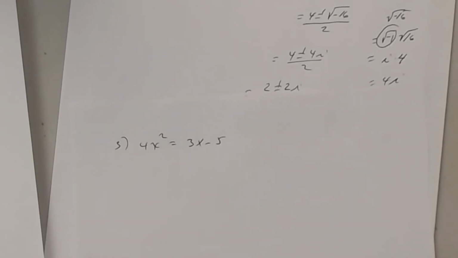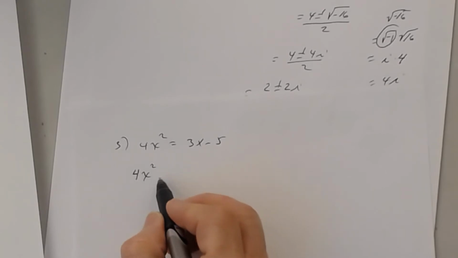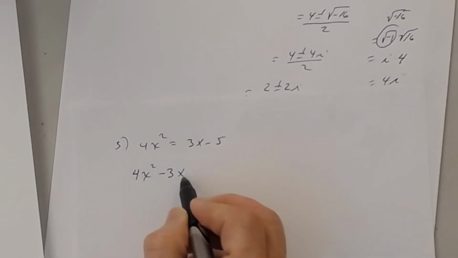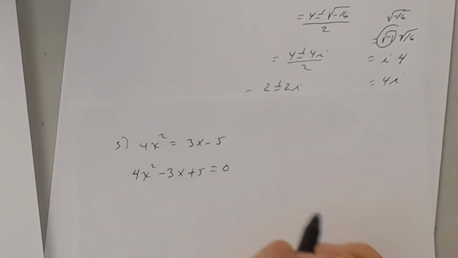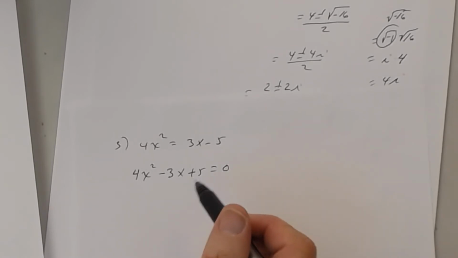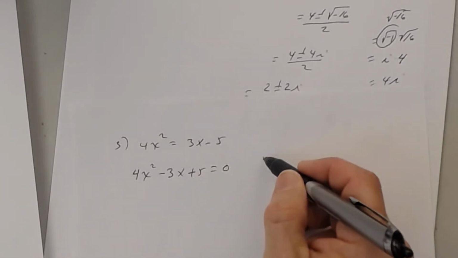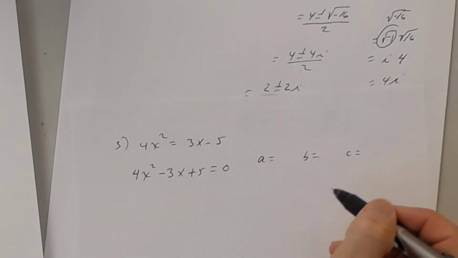4x squared equal 3x minus 5. Okay, what kind of equation is this? Quadratic. Is it in the form I want it in? No. So let's go ahead and rewrite this in standard form. How are you going to write this? 4x squared minus 3x plus 5 equal 0. Now once you put it in that standard form, then you indicate what A, B, and C are. What's A in this case?